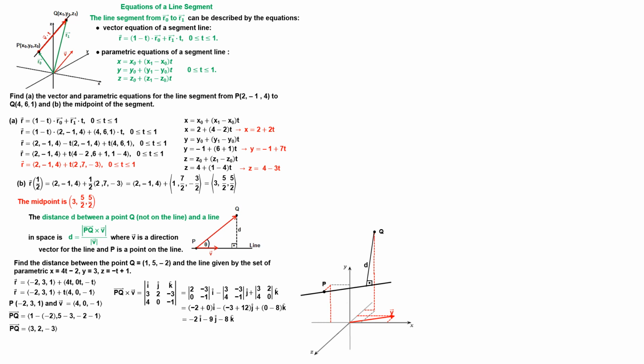The perpendicular distance d between the point Q and the line is given by the formula above. We divide the length of the cross product by the length of the vector v. Hence, the perpendicular distance between the point Q and the straight line is 2.3 units.